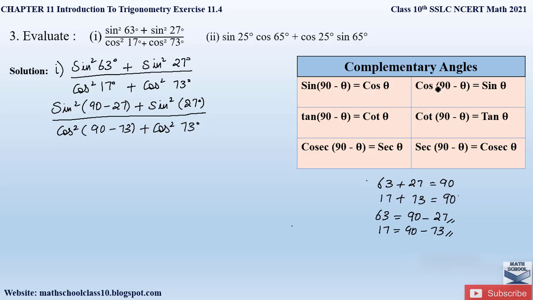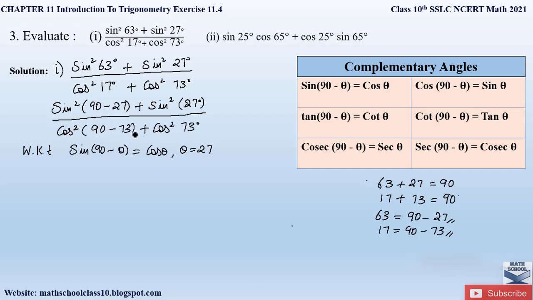From the complementary angles table, sine of 90 minus theta is cos theta and cos of 90 minus theta is sin theta. So let us apply it here. We know that sine of 90 minus theta is equal to cos theta. Here our theta value is equal to 27, so sine of 90 minus 27 will be cos 27.